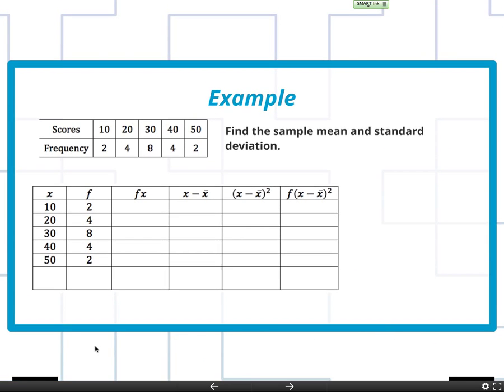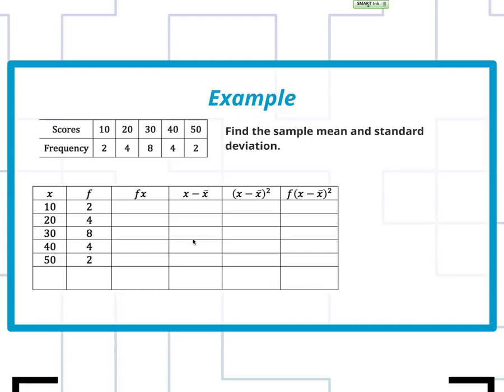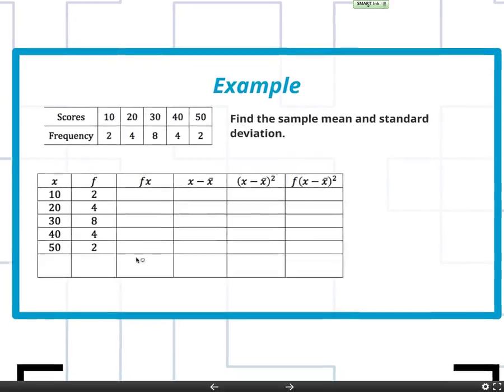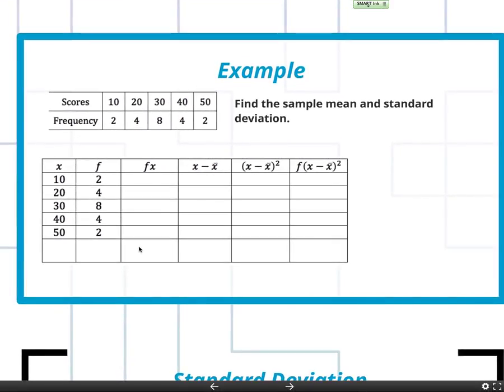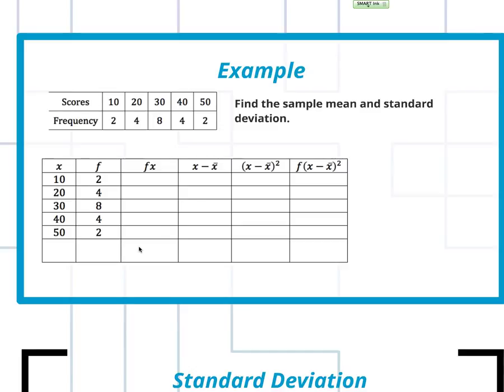All right, here we've got an example. We're going to find the standard deviation, and to do that, we will have to find the mean. We've got a few different things on our tables. Sometimes you'll have a frequency list. Sometimes you might just have individual values, so don't freak out about that.